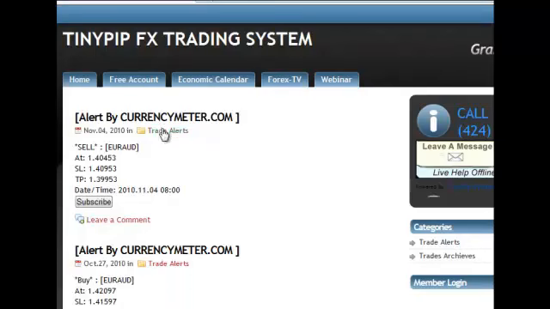Now I found this pair, I researched it, and I found Euro AUD. In other words, you will receive an email and the system will say, just like that, sell or buy Euro AUD at a certain price.